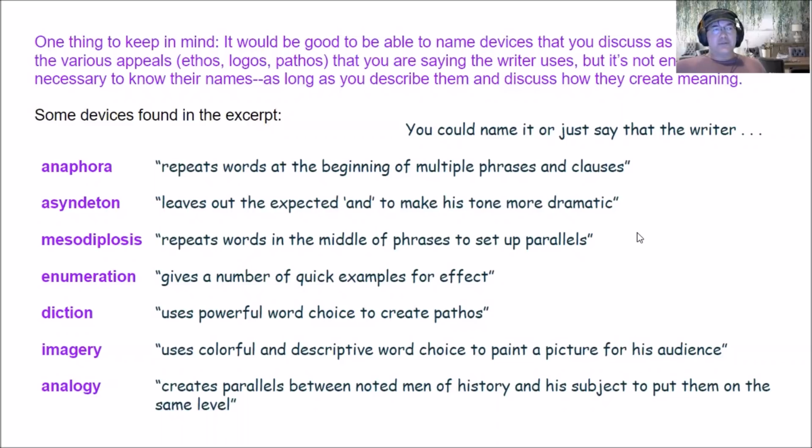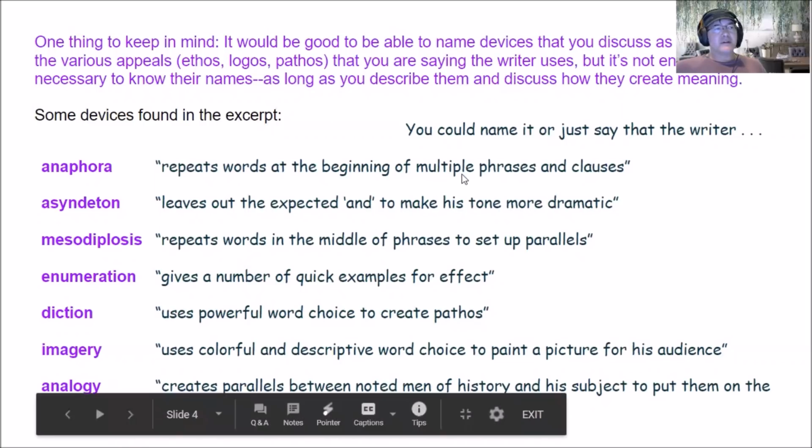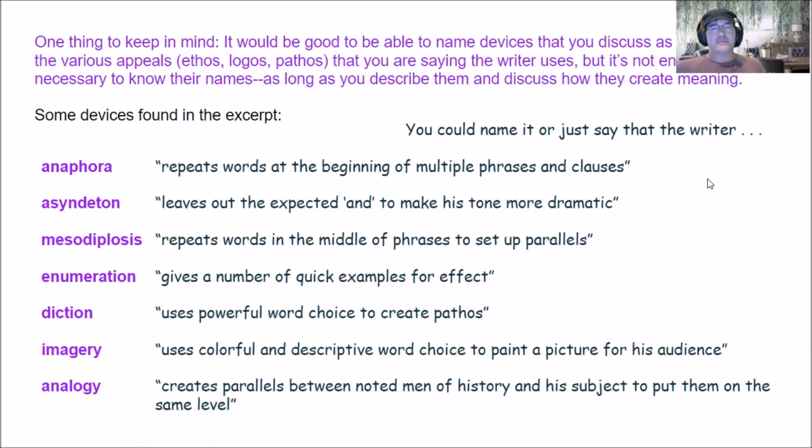And you have to find evidence for how that author uses or creates those appeals. And that evidence is in the details of the devices that the author uses. But again, you don't have to use the word for the device. You only have to explain what's going on with it.